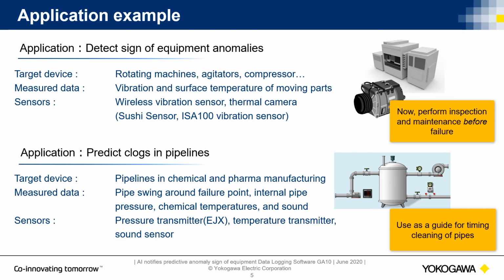For detecting equipment anomalies, attach a vibration sensor to the moving parts of a rotating machine, agitator, and compressor. By collecting and analyzing data on GA10, you can do maintenance and repair work before trouble happens. Also for pipe clog diagnosis, by collecting data of pipe swinging and sound, GA10 analyzes clogs inside pipelines, which can be used as a guide for pipe cleaning timing. The GA10 anomaly detection feature can be used in various applications besides these examples.